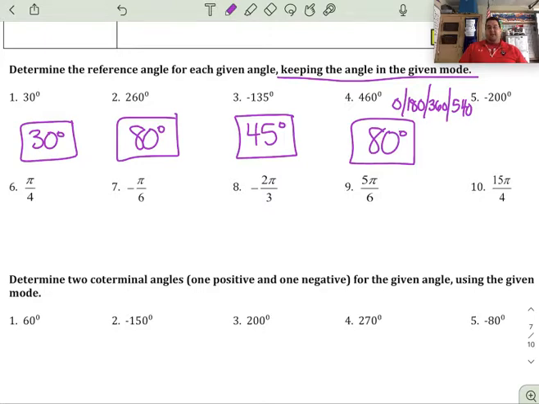Last one, number 5, we're closest to 180. It's 20 degrees away from 180, so your reference angle is 20.